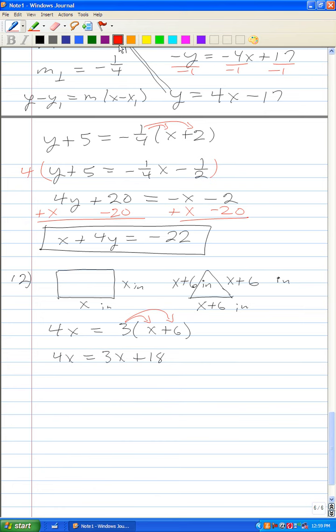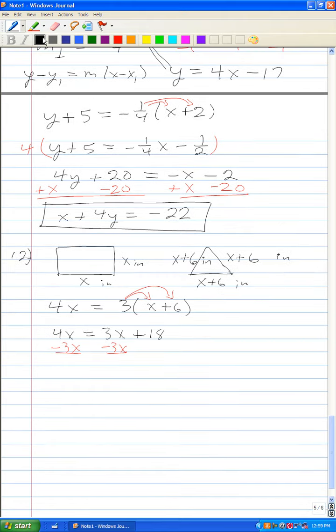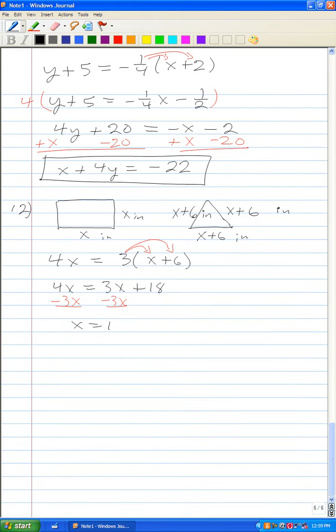Let me subtract 3x from both sides of my equation. So x equals 18. And so that means that my square, it says to find the length of each frame. Okay, so the square frame is 18 inches by 18 inches.